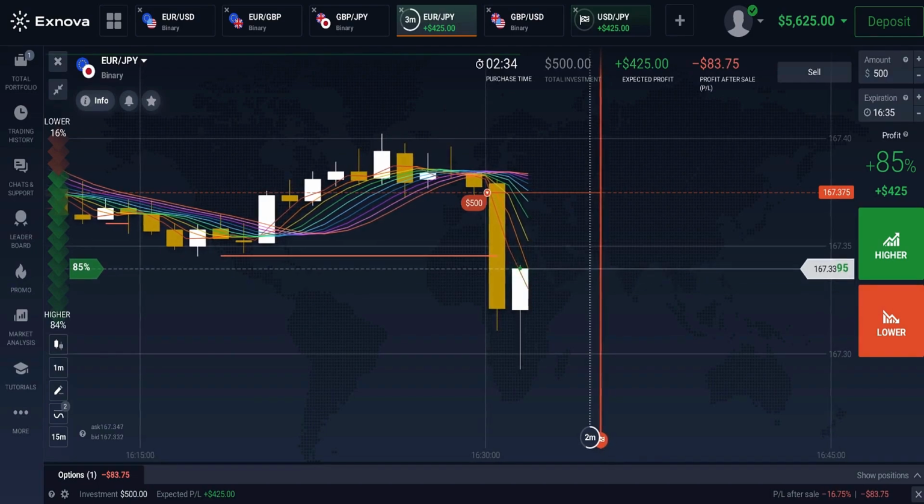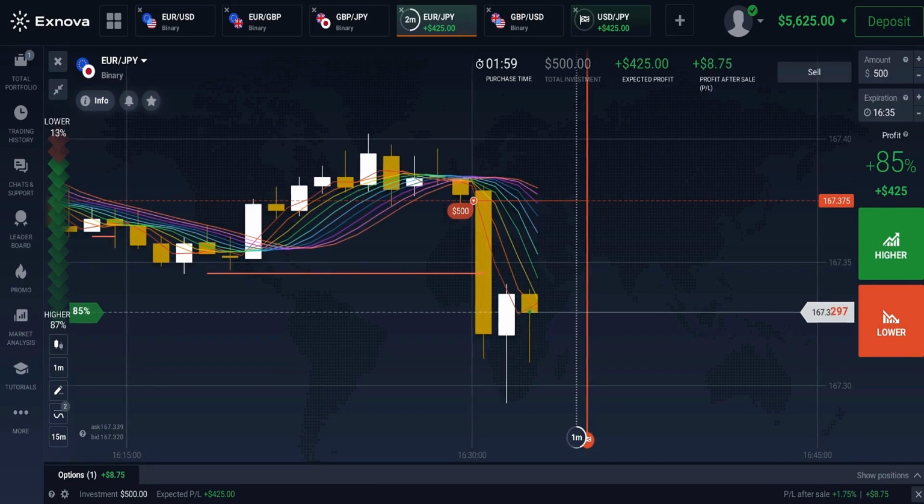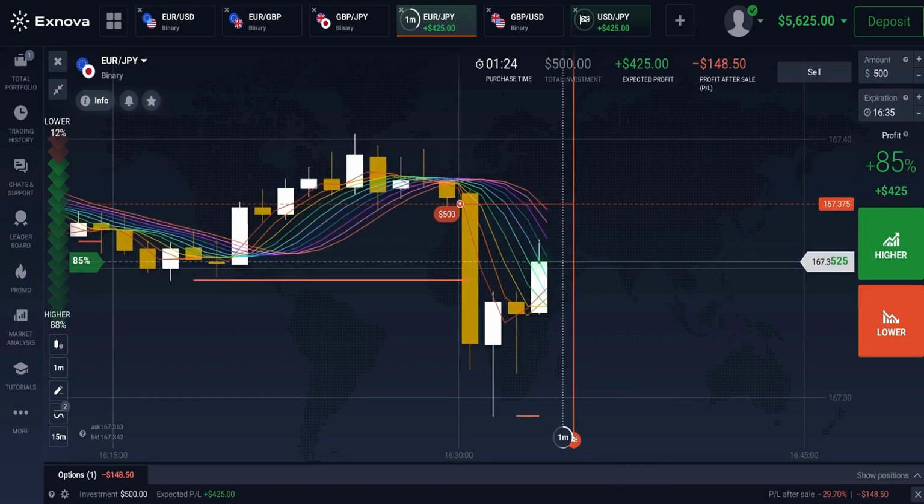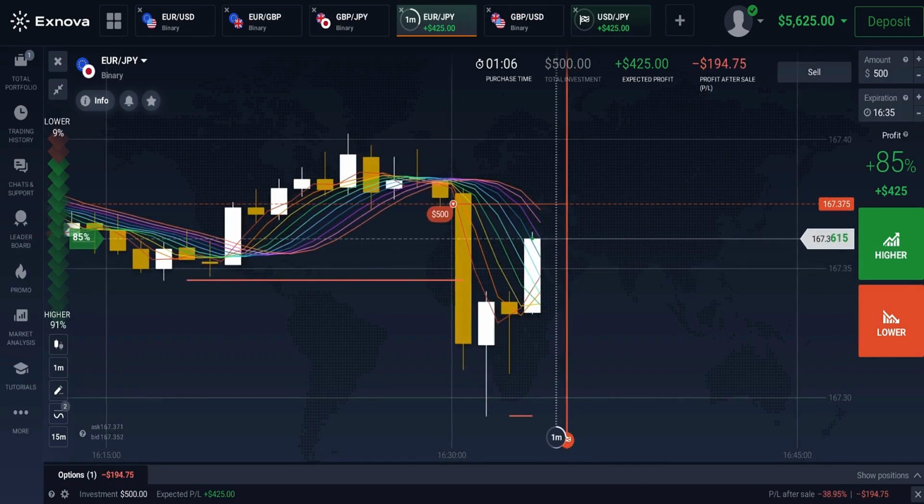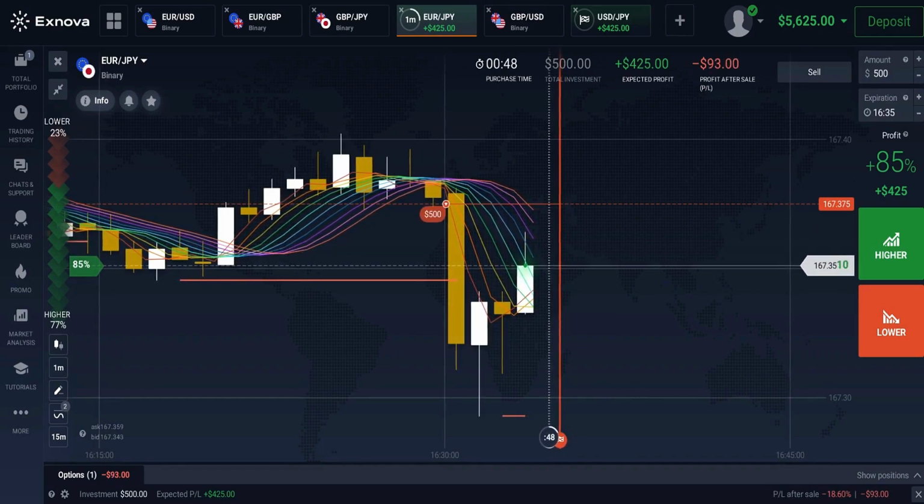That's our second confirmation. The candle has closed below the rainbow moving average lines, and that's our final green light to enter the trade. This is how you spot a high probability sell trade using this strategy. We've entered the trade, and now we'll wait for the 5-minute expiry to see the result.